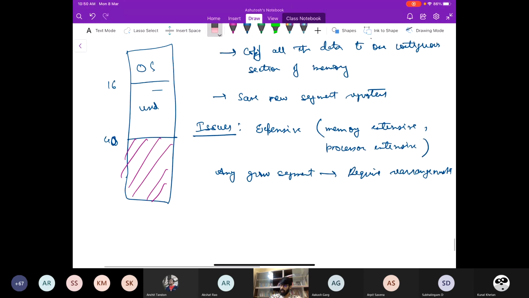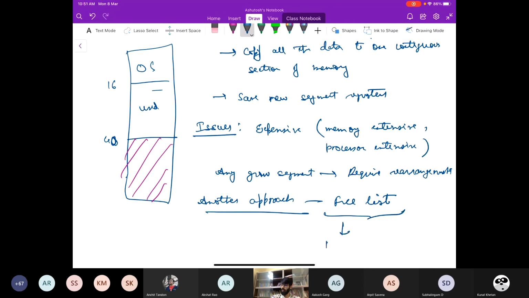So another approach is the approach of a free list, where we just keep track of which locations are available and how much memory is available, and we keep allocating from that. And we'll see more about this in the next lecture. Okay. So the next lecture is going to be about free space management and how the OS manages the space. Okay.